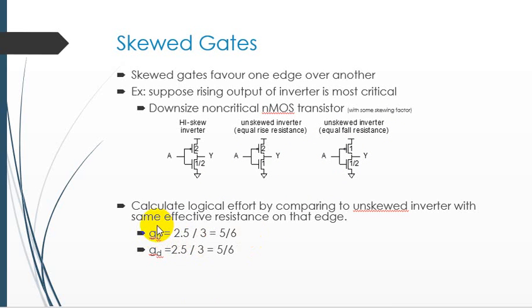So GU, the logical effort for rising up, is basically 2.5 divided by 3, which is equal to 5/6, and GD, the logical effort for falling down, is basically 5/6 as well. The degree of skewing, the ratio of the effective resistance for the fast transition relative to the slow transition, impacts the logical efforts and noise margin. A factor of two is common.